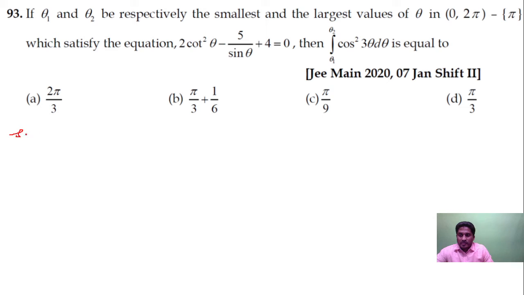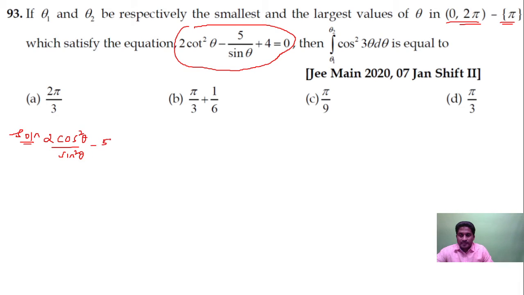Okay, now theta 1 and theta 2 are respectively the least and greatest values of theta in the open interval 0 to pi except pi. Using this relation, I will get theta 1 and theta 2. Then I should find out the value of this. Cot can be written as cos by sine, so this is cos square by sine square, minus 5 by sine plus 4 is equal to 0. If you multiply throughout by sine square, this is 2 cos square minus 5 into sine plus 4 sine square is equal to 0.